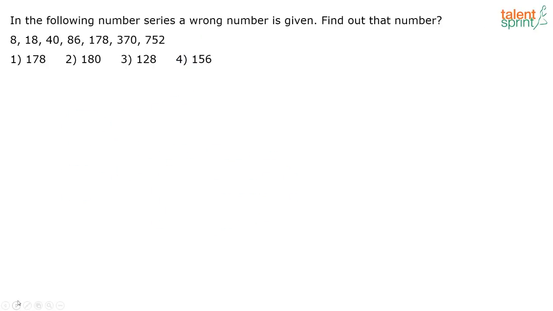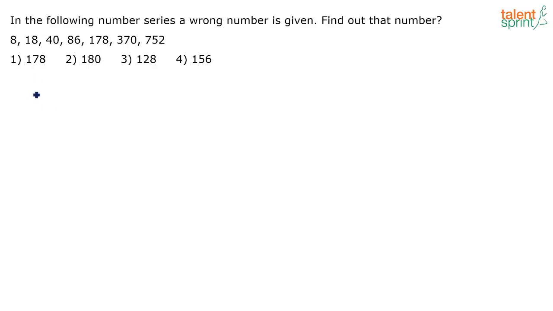In the following number series, a wrong number is given. Find out that number. So you have 8, 18, 40, 86, 178, 370, 752. What is the logic that is used here? A lot of you are giving me the answer as 178. Tell me what is the logic that you have used? 178 is the correct answer.